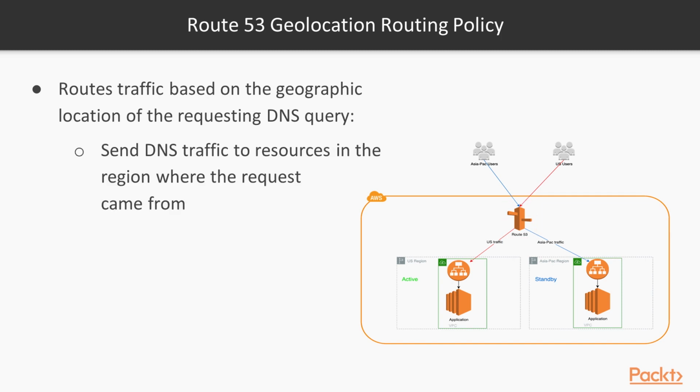So we send our DNS traffic to resources in the region where the request came from. Route 53 figures out where the request is coming from, and it routes that request to the closest geolocation region for our domain. The main benefit of the geolocation policy is to allow you to provide content to your users in their local language.